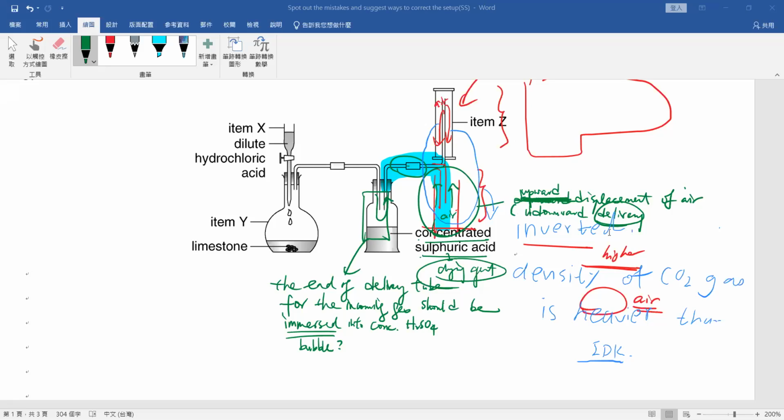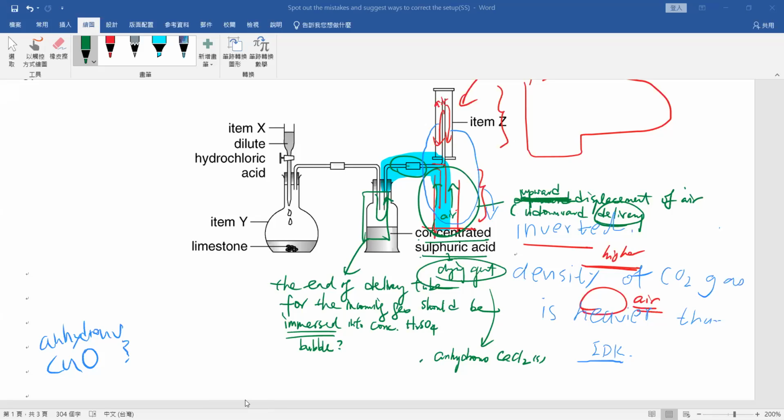Anhydrous calcium chloride. Yes, possible. What else? Now there should be some other cases, right? Just like silica gel, and just like calcium oxide, they are also a drying agent, right? But which one is possible?